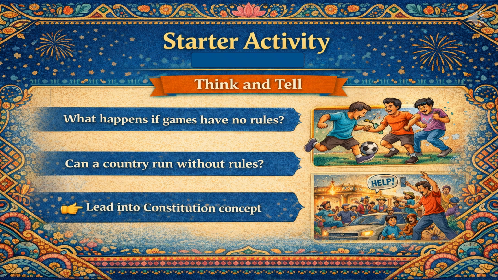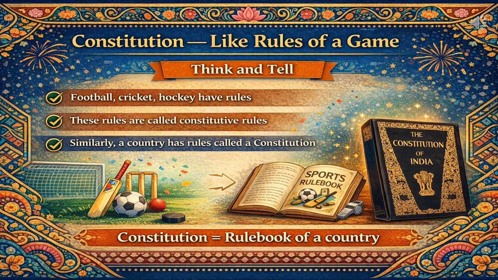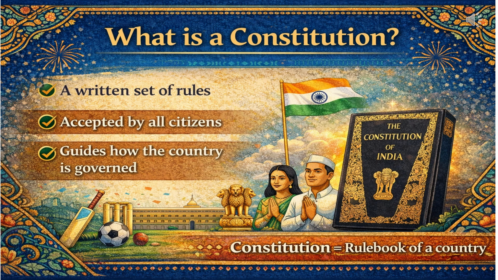Let's understand this idea more clearly. We know that games like football, cricket, and hockey have rules. These are called constitutive rules, rules that make the game possible. In the same way, a country also has a set of rules. And we call this set of rules the Constitution. Simple line to remember. Constitution equals rulebook of a country. Now let's define it properly. A constitution is a written set of rules, accepted by all citizens, and it guides how the country is governed. In short, it tells us how the government should work and what the people's rights are.